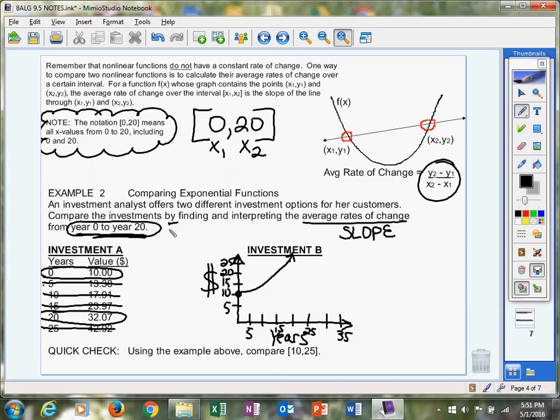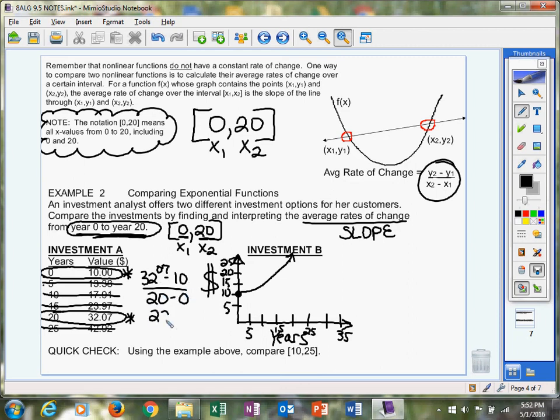If I did it with the brackets, it would look like this. So this would mean find the first point where x is 0. Here's your second point where x is 20. And here they are. Okay, so let's take a look. We're going to do change in y. So let's do 3207 minus 10 over the change in x, which is 20 minus 0.